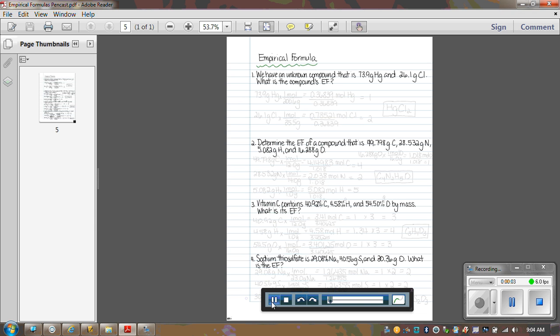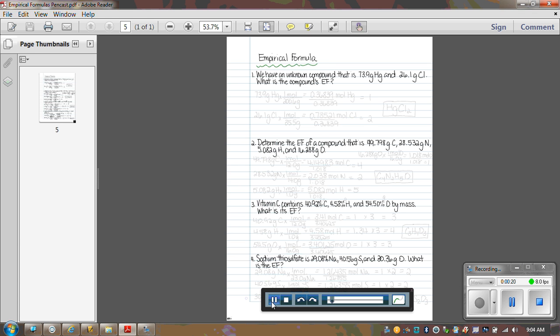Time for some empirical formula, molecular formula review. You should have read through the notes, and you see that you essentially have to do some real simple molar mass conversions and then find a mole ratio. That's what empirical formulas are always about.